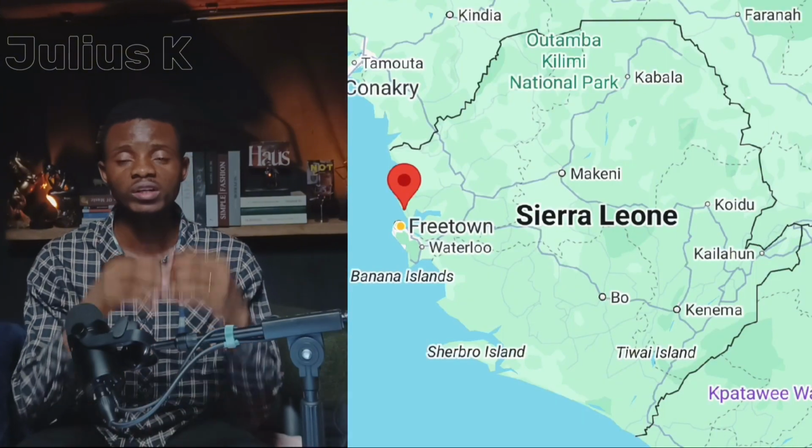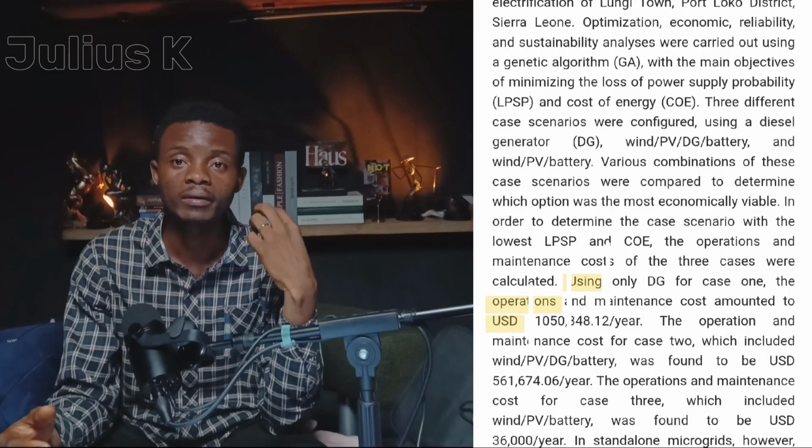So this study was conducted in Leone town because Leone has a power generation using diesel generator, and the annual cost for the electricity in Leone, it's about $1 million. So the researchers wanted to see if through computational algorithm the best fit that can reduce power costs to zero and also reduce the cost of electricity.